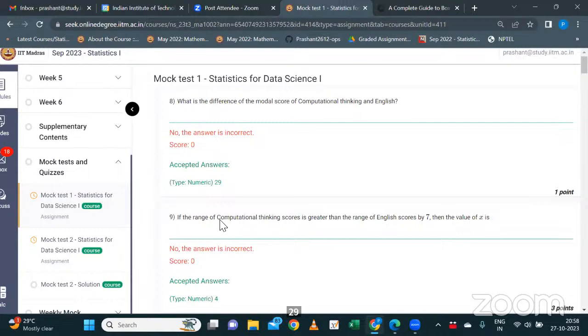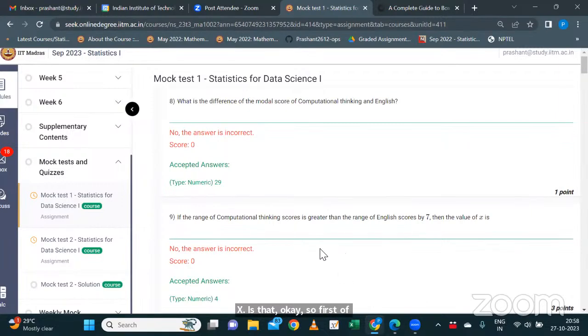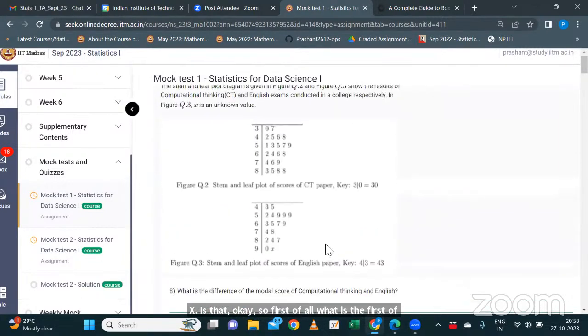Now, if the range of computational thinking scores is greater than the range of English scores by 7, then what is the value of X? It is asking about it. First of all, let's find out the range in computational thinking. Range is maximum minus minimum, right? 88 minus 30.